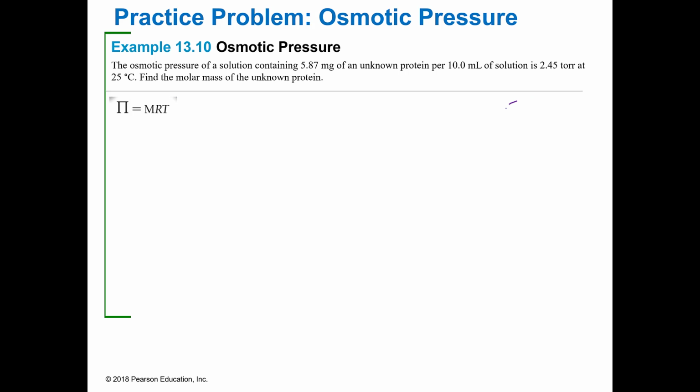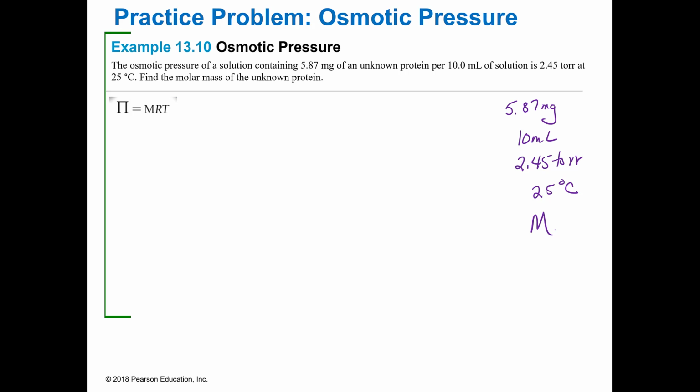So we have 5.87 milligrams of an unknown protein, and it's in 10 milliliters of solution, and it's at 2.45 torr, and it's at 25 degrees C, and you're wanting to find the molar mass of that.